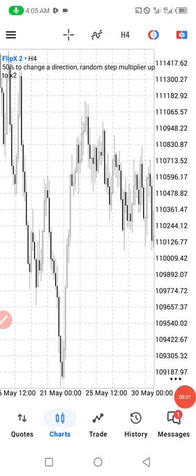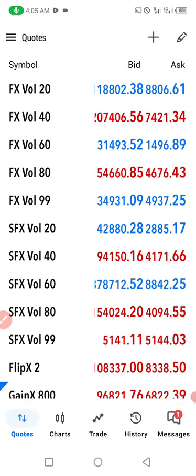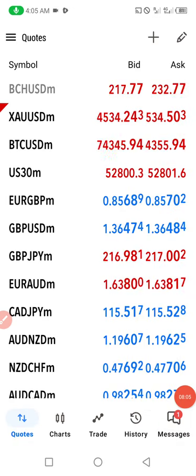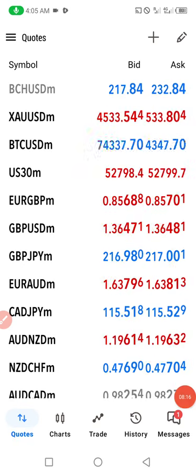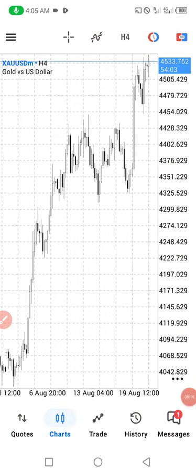Okay, let's use another tool. I'm going to use another tool. So right here, this is the Forex market. Let's open this asset. Let's go to this market right here, Gold, because it's the most volatile asset and lucrative.